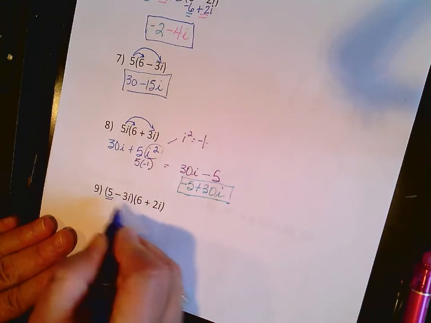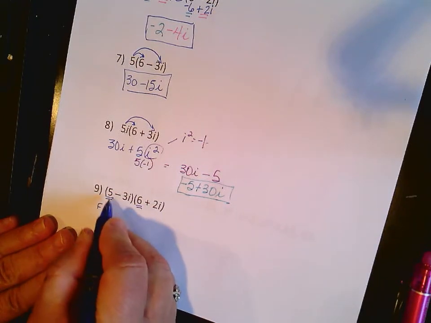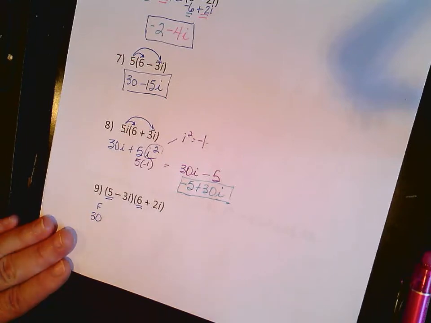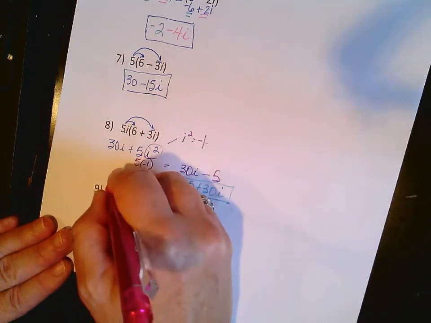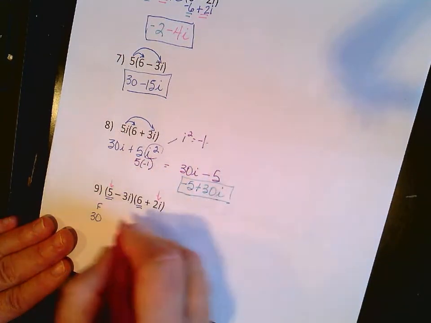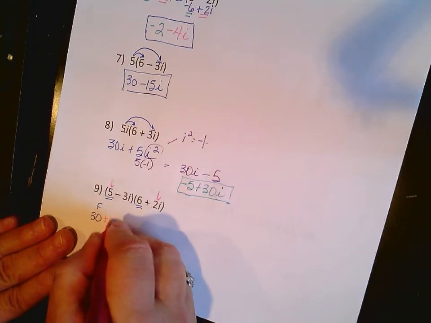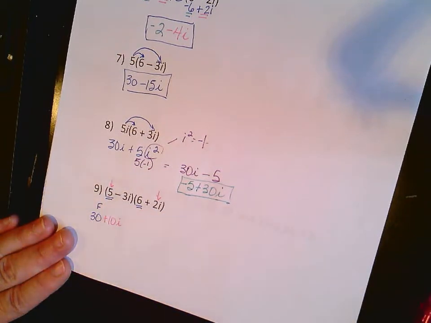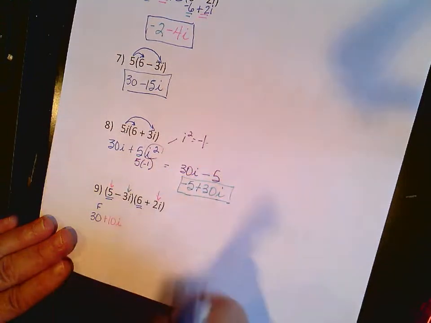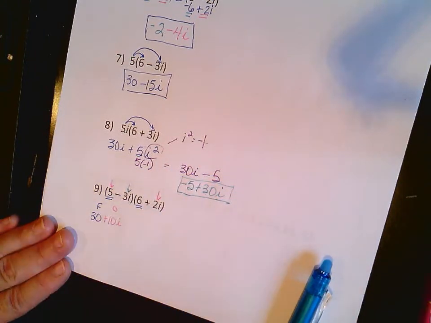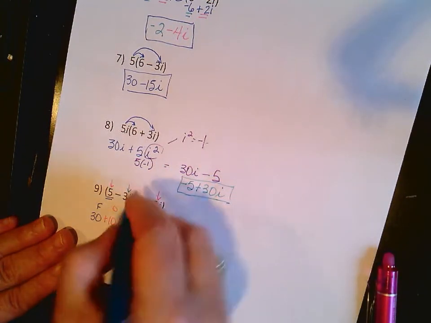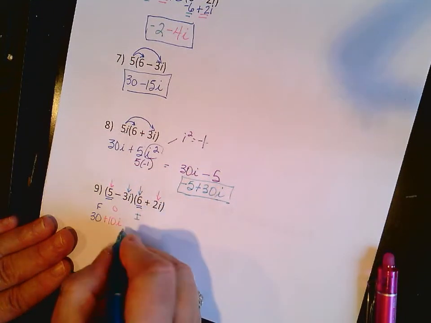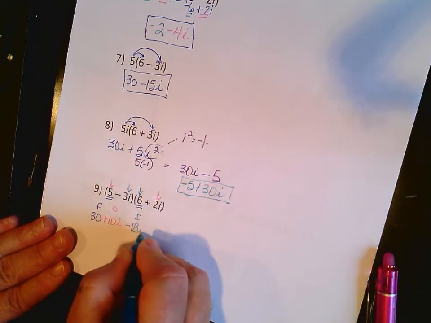We're just going to multiply my first terms together. 5 times 6 is 30. I'm going to multiply my outside terms together. 5 times 2i. 5 times 2 is 10, so that's 10i. I'm going to multiply my inside terms. Let me see, that's an O. My inside terms, negative 3i times 6 is a minus 18i.